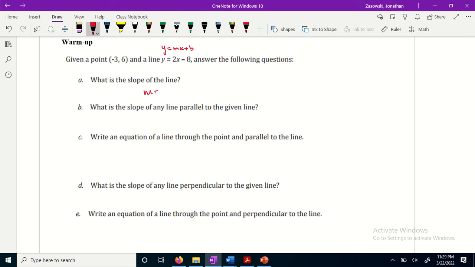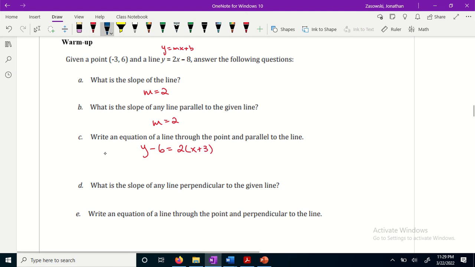All right, and hopefully you wrote down 2. Slope of the line parallel to the given line. Good, that's also 2. And what about the equation that's going through the point and parallel to the line? So let's see if you can write out that one. All right, good. So hopefully you wrote down y minus 6. Okay, remember y minus y1 equals that slope 2, and x minus negative 3, which is going to be x plus 3.